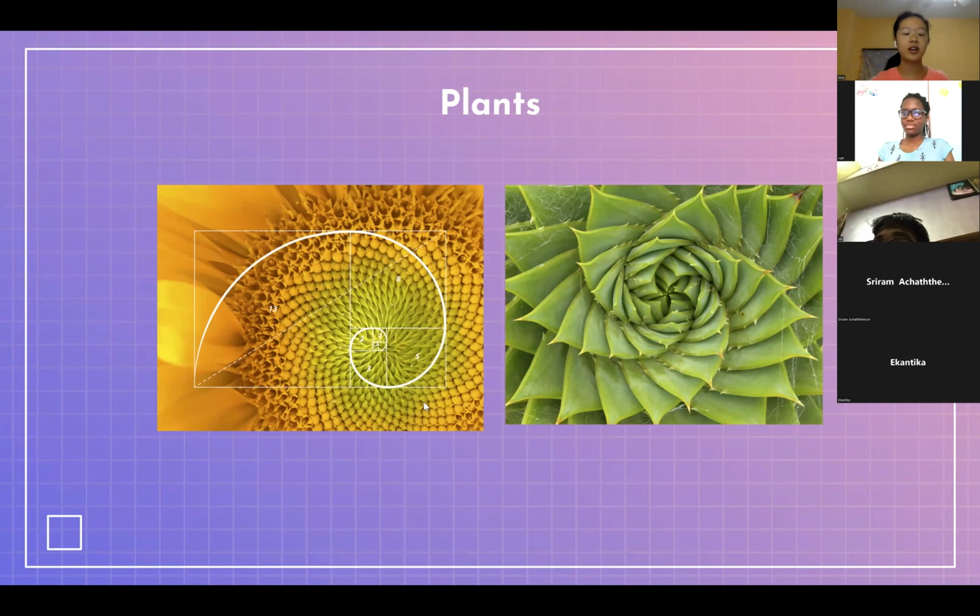Yeah, so earlier, a lot of you were talking about flowers, and because the Fibonacci sequence and the golden ratio are sort of intertwined with each other, you can often find the golden spiral in plants and stuff.